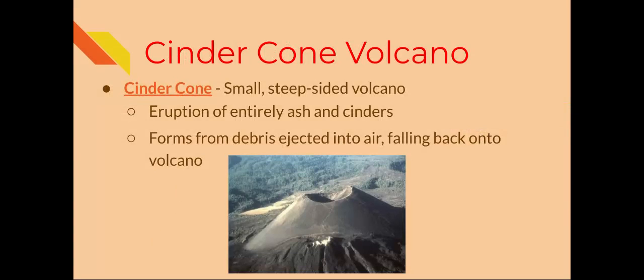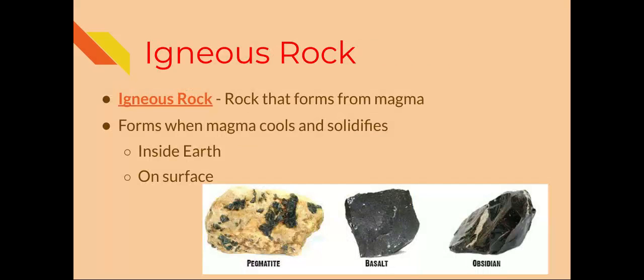Last one is a cinder cone volcano. Cinder cones are small, steep-sided volcanoes. They're an eruption of entirely ash and cinders. Most of the time, they only erupt one time, but they form from debris ejected into the air, falling back onto the volcano itself. And that's a picture of a cinder cone. It looks very ashy and very crumbly, and that's because of the ash and cinders that are involved.